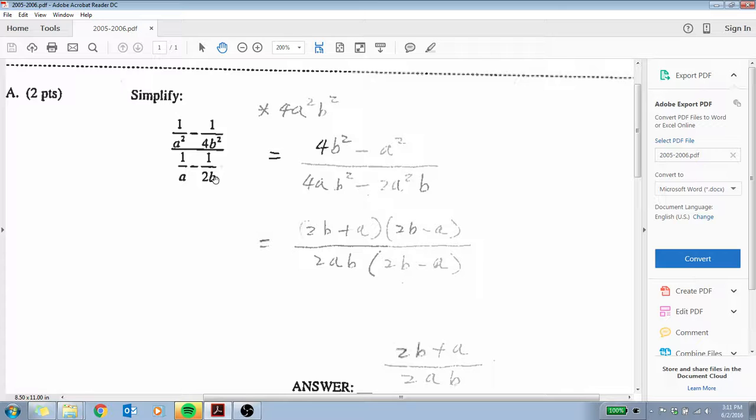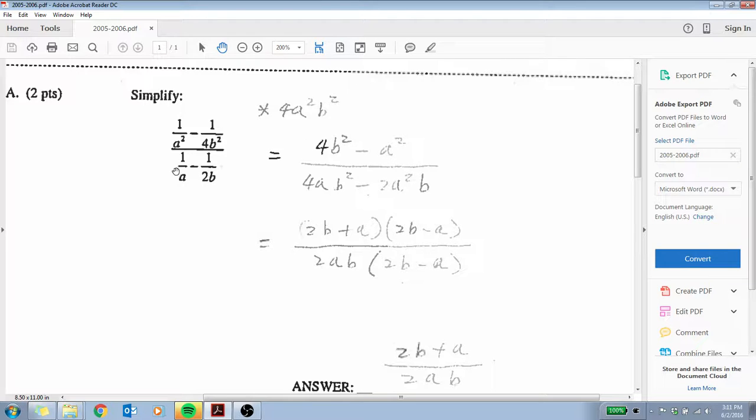So we're going to multiply the numerator of this entire fraction and the denominator of the entire fraction by 4a squared b squared. So when I do that, I'm going to be left with, for this first fraction, 4b squared, and you see that written right here. For the second fraction, it's going to be minus, and then I'll be left with an a squared, and we see that written right here.